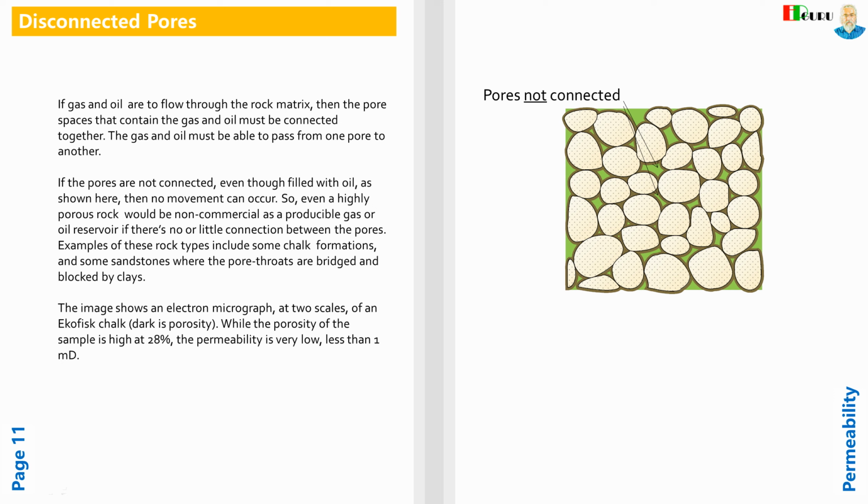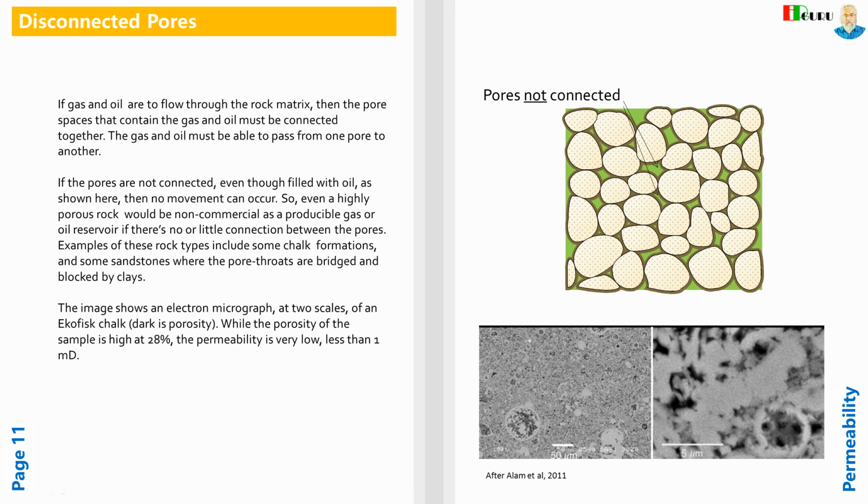Examples of these rock types include some chalk formations and some sandstones, where the pore throats are bridged and blocked by clays. The image shows an electron micrograph at 2 scales of a chalk, showing its porosity, where the porosity of the sample is high at 28%. The permeability is very low, less than 1 millidarcy.